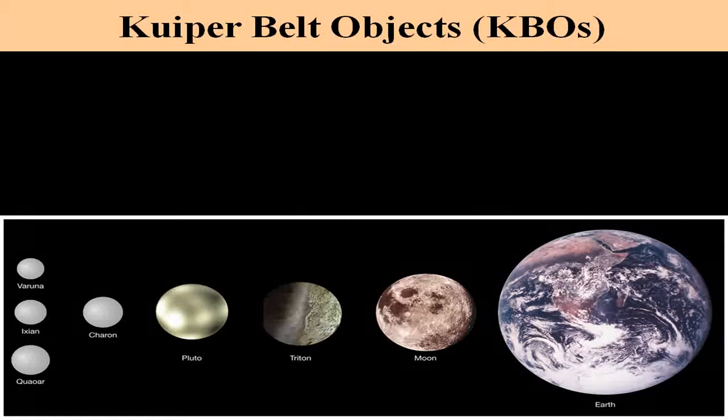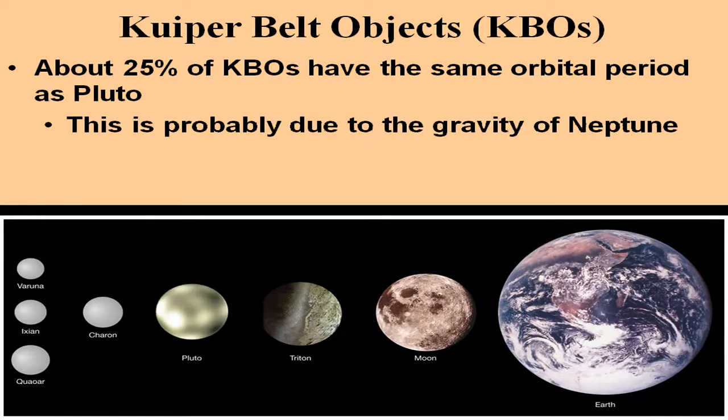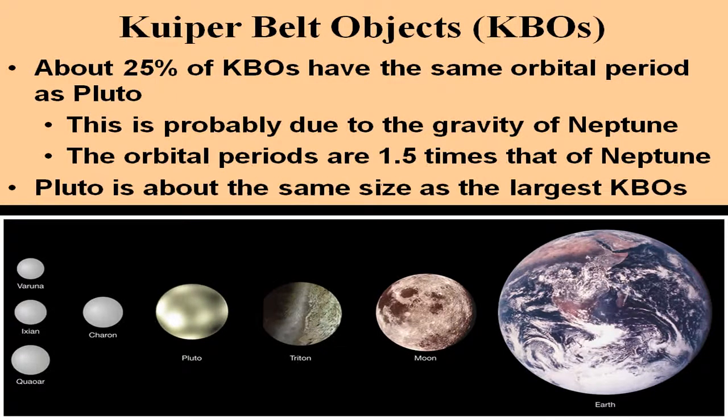Kuiper belt objects, KBOs. 25% of the KBOs, which is in the Kuiper belt just beyond the orbit of Neptune, have the same orbital period as Pluto. And this is probably due to the gravity of Neptune itself. The orbital periods are 1.5 times that of Neptune. And Pluto is about the same size as the largest KBO, so we're discovering almost on a yearly basis more of these objects that are either close to the size of Pluto, or some of them are even larger than Pluto. And hence, this probably contributed to Pluto losing its planetary status in the year 2006.